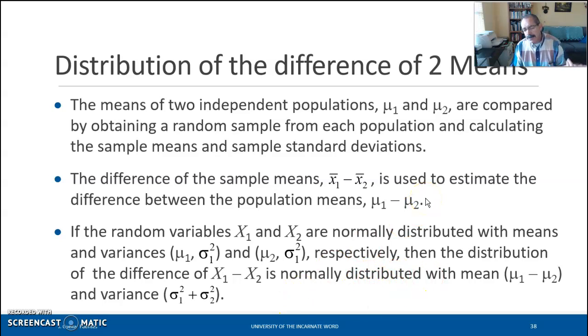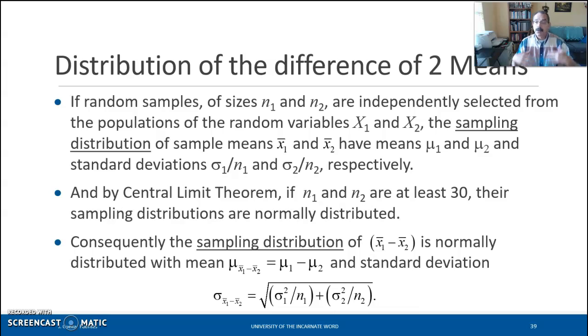So if we have two random variables, x1 and x2, and they're normally distributed with mean and variances mu1 and sigma1 squared and mu2 and sigma2 squared, then the distribution of the difference of those two random variables will have a mean of mu1 minus mu2 and a variance of sigma1 squared plus sigma2 squared. That's in terms of just the random variables.